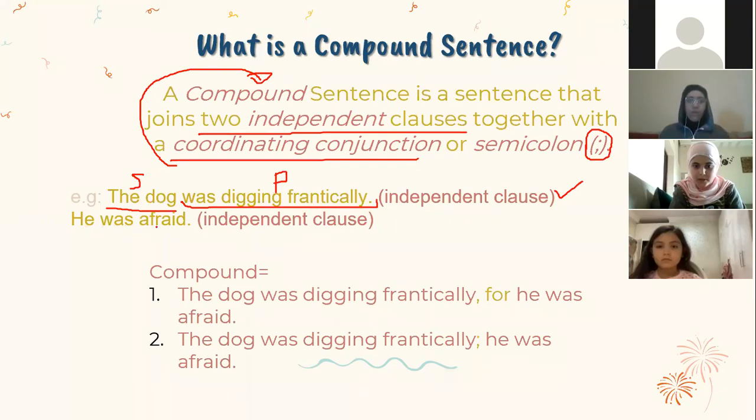The second one: he was afraid. Does it make an independent clause? Let's check. Who am I talking about? He. This is the subject. What is the predicate? What is the sentence telling me about him? He was afraid. Was afraid is the predicate. And I understand the sentence, so it has a complete idea. Then I have one subject, one predicate, and a complete idea, so yes, it is an independent clause.